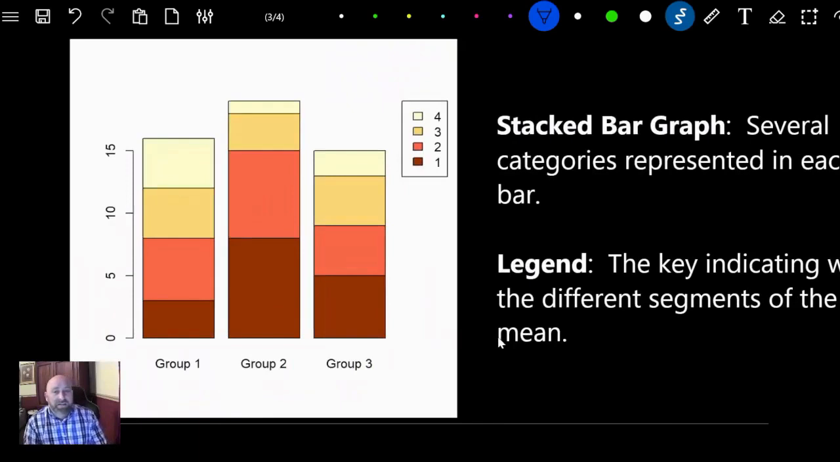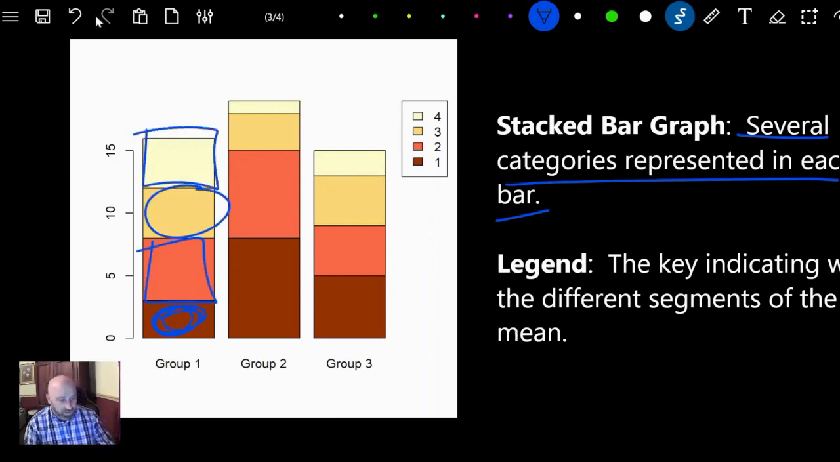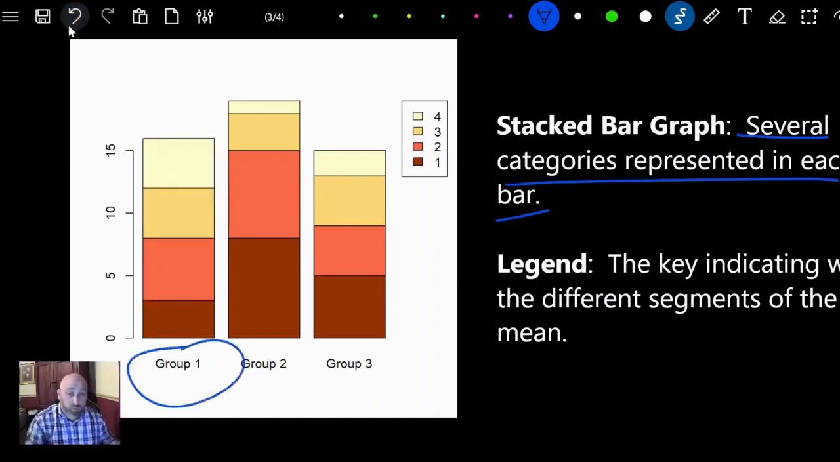All right, last thing I have for you in this lesson is the stacked bar graph. Sometimes you will see bar graphs that have other things stacked on top of each other. A stacked bar graph is several categories represented in each bar. Look, we've got kind of this dark color down here, and then we've got this lighter color, and then we've got this really light color, and then we've got this almost white color up here at the top. So there's 4 different things. Well, how do you know what's going on there? Notice it just says Group 1. We don't know what Group 1 consists of.